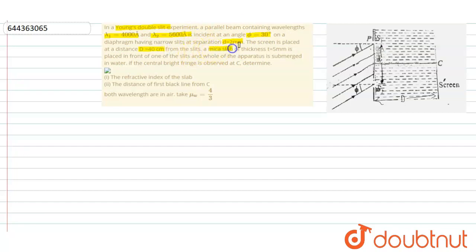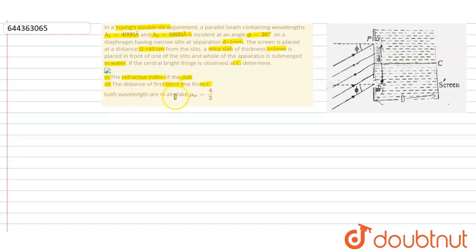A mica slab of thickness t equal to 5 millimeter is placed in front of one of the slits and the whole of the apparatus is submerged in water. If the central bright fringe is observed at C, determine first, the refractive index of the slab, that is the mica, and second, the distance of the first black line from C.